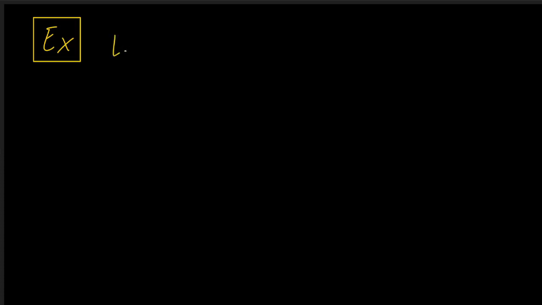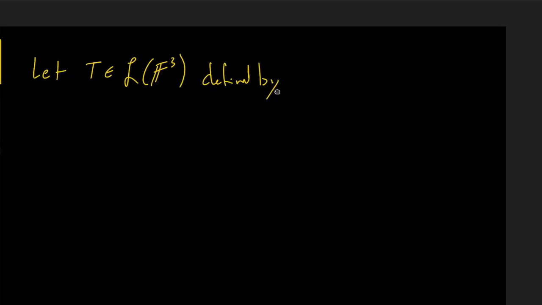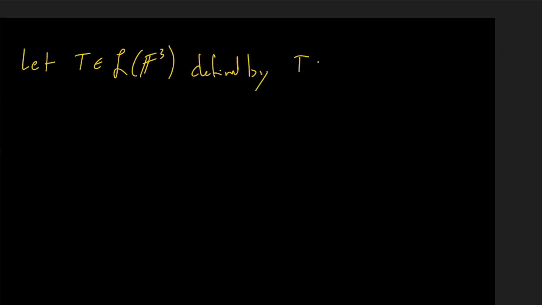So let's let T be the linear operator on F3, defined by T of x, y, z. Or, I should write this, I guess, as a list, since we've been writing our lists as x, y's, and z's like across. Let's let it be 2x plus y, 5y plus 3z, and 8z.